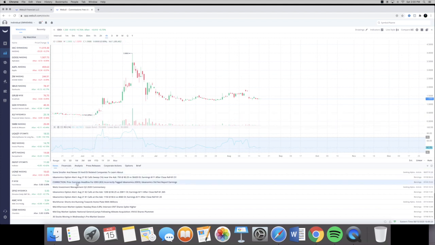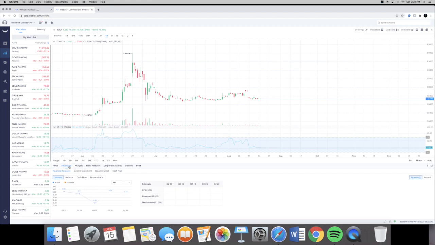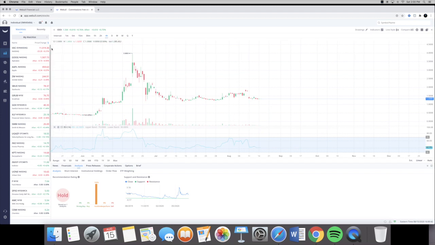All right, here you can see different news. Depending on the stock, you can see the financials, like how they've been doing, first quarter, second quarter, third quarter, stuff like that. You can look at the analysis, like what the experts think and how many experts. For example, this stock, IDEX, they're saying it's 100% hold, but only one analyst. You can see the support and resistance. Those we're going to cover later on.